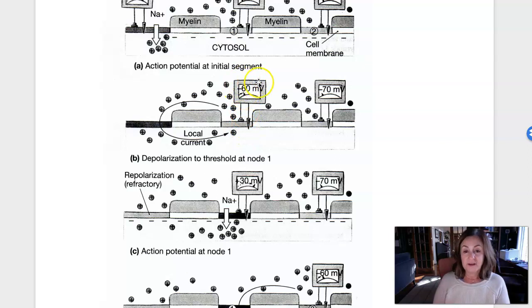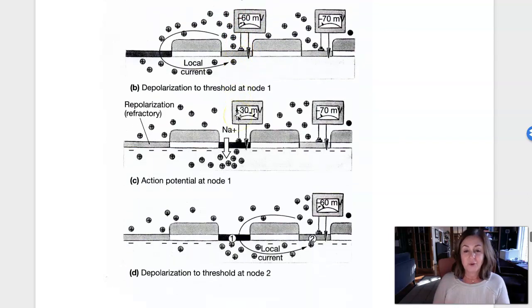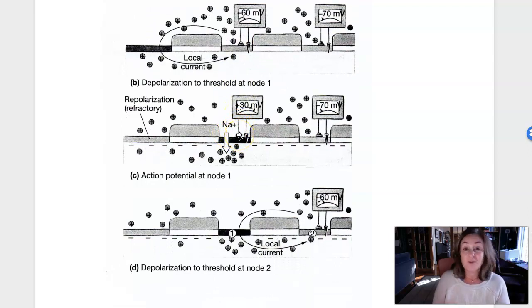So here you can see it's coming to -60. That's threshold. And so what that's going to do, it's going to trigger an action potential. It's going to open the voltage-regulated sodium channels. Sodium will enter the cell. The cell will become depolarized and even become more positive, positive 30 millivolts.